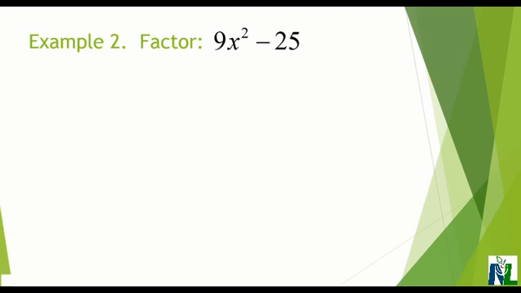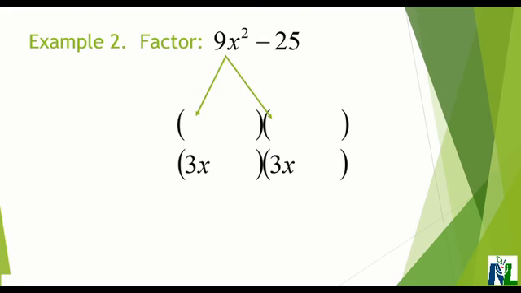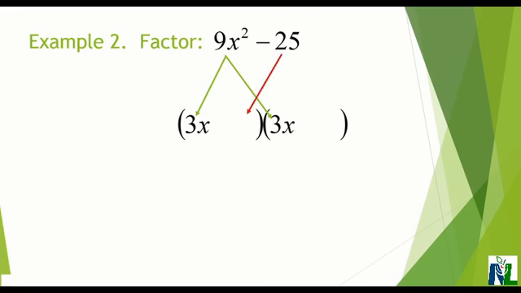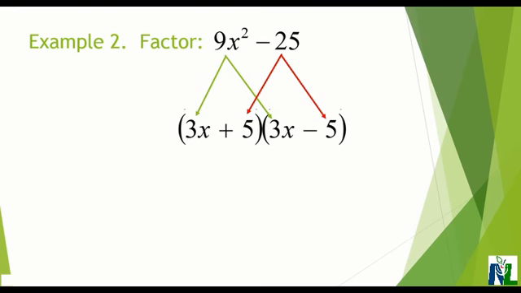Let's try another example. 9x squared minus 25. We start by opening up two sets of brackets. We take the square root of 9x squared, which gives us 3x and 3x in the front of each bracket. The square root of 25 is 5, and we write 5 and 5 at the end of each bracket. And then we insert our signs, one positive and one negative.